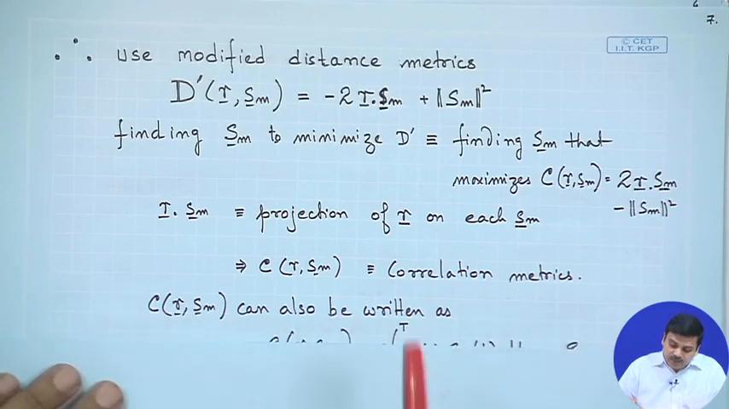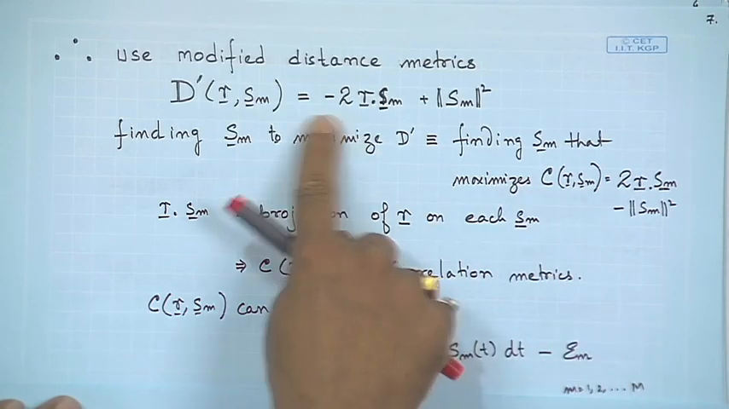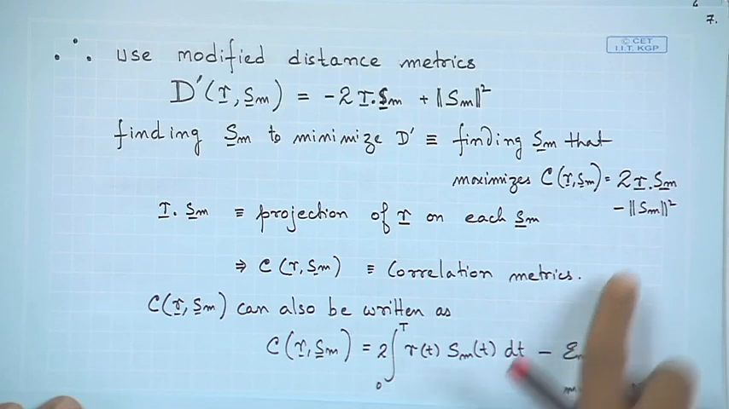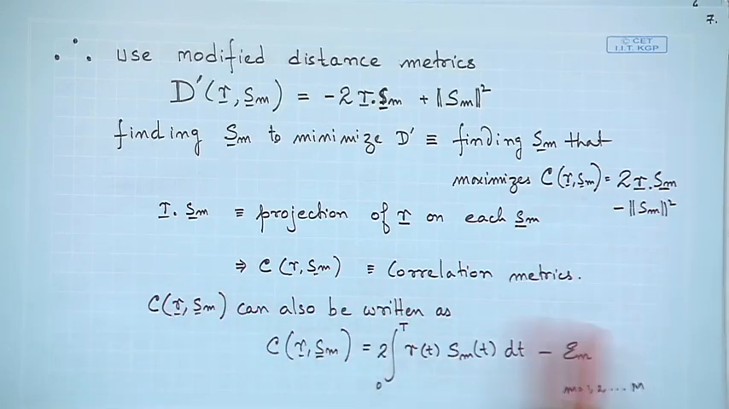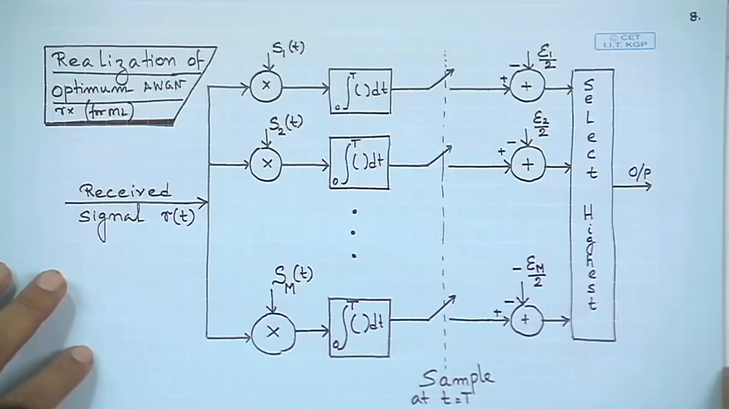The correlation metric in the signal notation form, you could write it as whatever we have C over here as 2 times the integral from 0 to capital T of r(t) times Sm(t), that is the projection of r on this particular vector, take away Em, which is the energy of the signal, right. And this particular expression, you could now visualize in the form of a block diagrammatic representation similar to the earlier structures that we had seen.